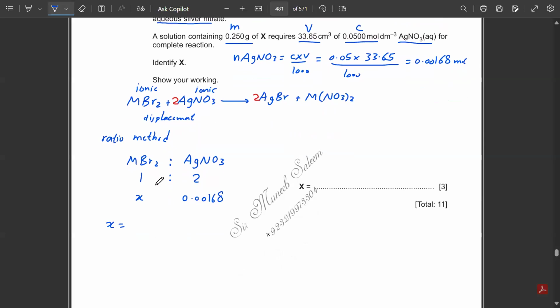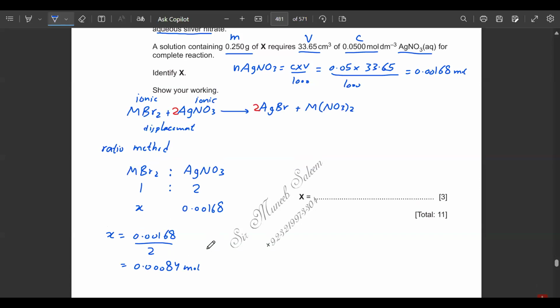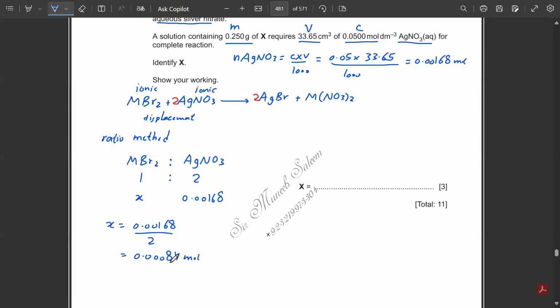Now, X will be 0.00168 divided by 2. So this will give you 0.00084 moles. Okay, now we have done this part. We have basically calculated the moles of the X, which was basically the moles of the AgNO3, that gave you 8.4 into 10 raised to the power minus 4 mole.